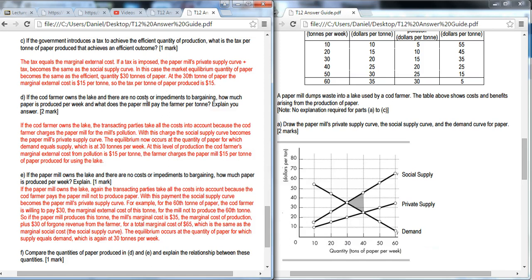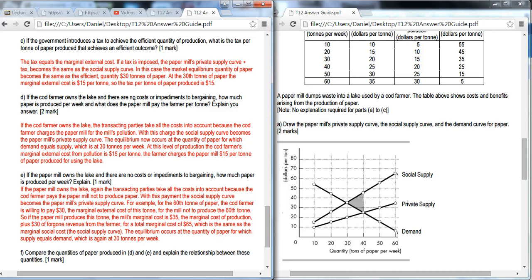Now, part D. If the cod farmer owns the lake, so the fishermen own the lake, and there are no costs or impediments to bargaining, how much paper is produced per week, and what does the paper mill pay the farmer per tonne? And explain your answer.